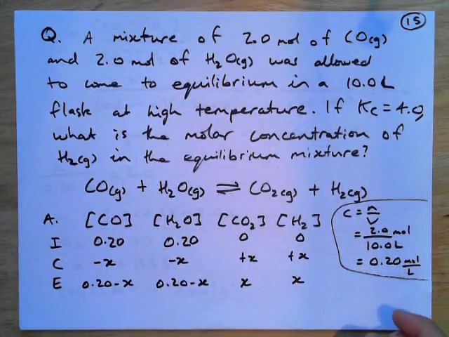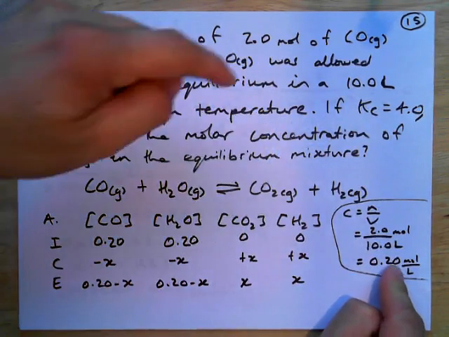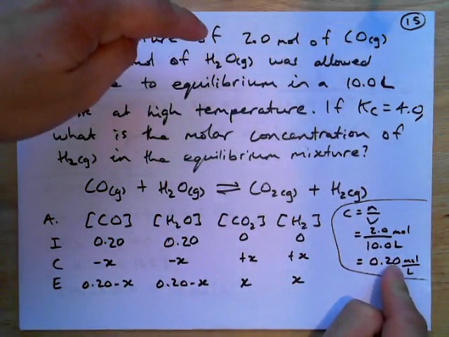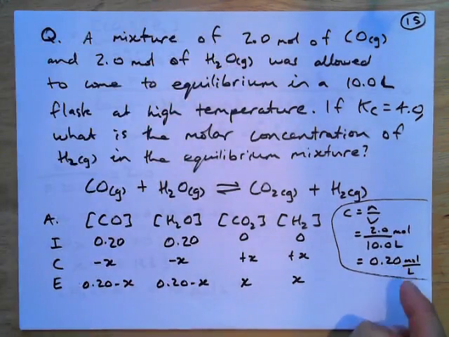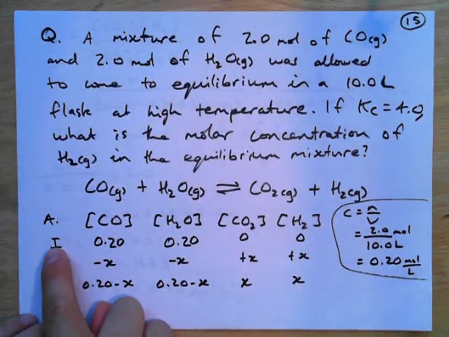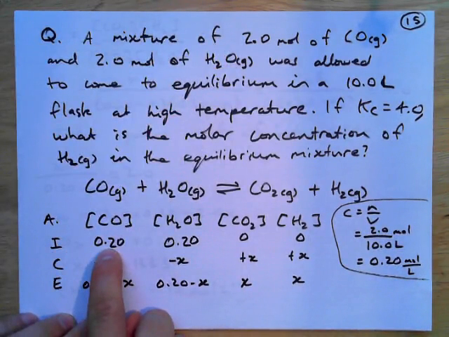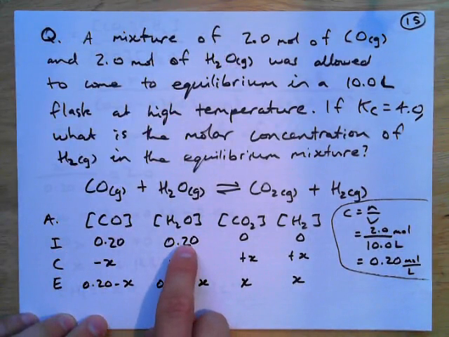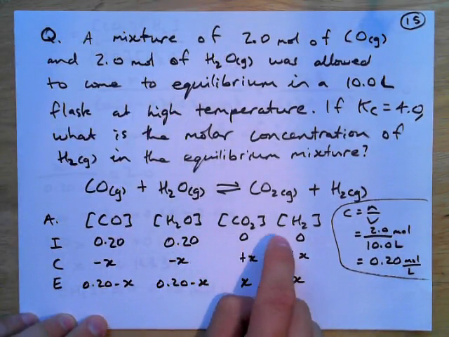C equals n over V. So our concentration is 2 moles in 10 litres, and we know that each of the CO and the H2O is going to be 0.2 mole per litre. So in our initial conditions, we've got 0.2 moles of carbon monoxide, 0.2 moles of water. Then we have a look at our concentration of CO2 and H2. They're both 0 because nothing's happened yet.